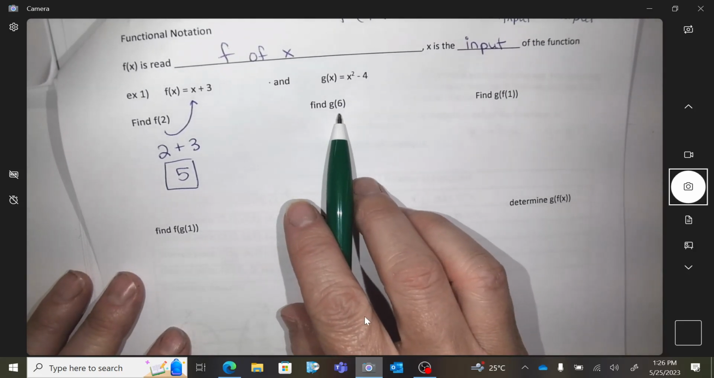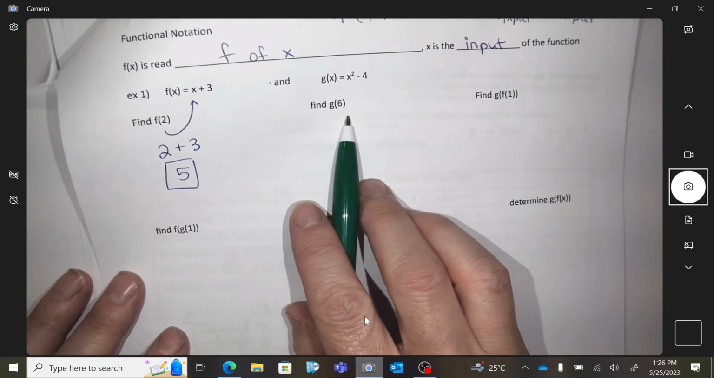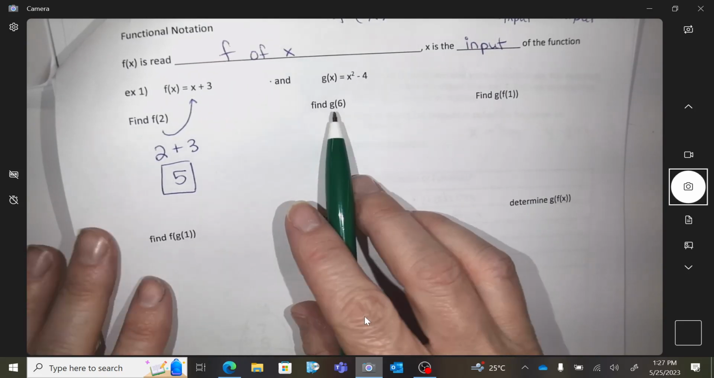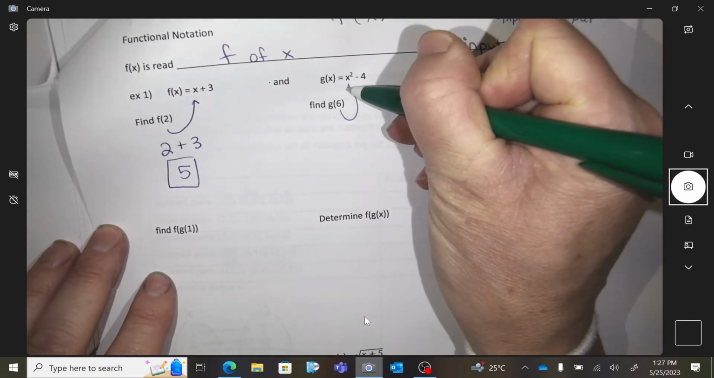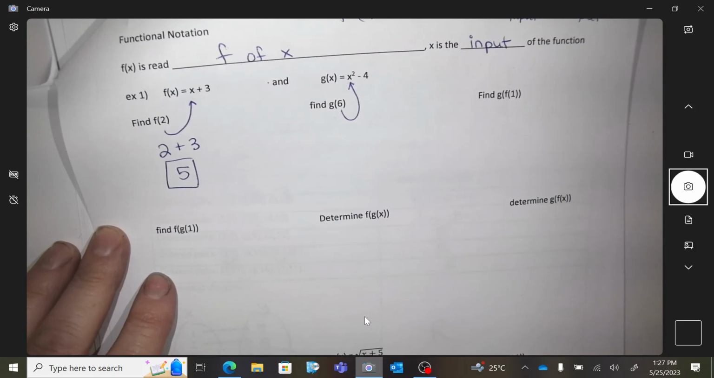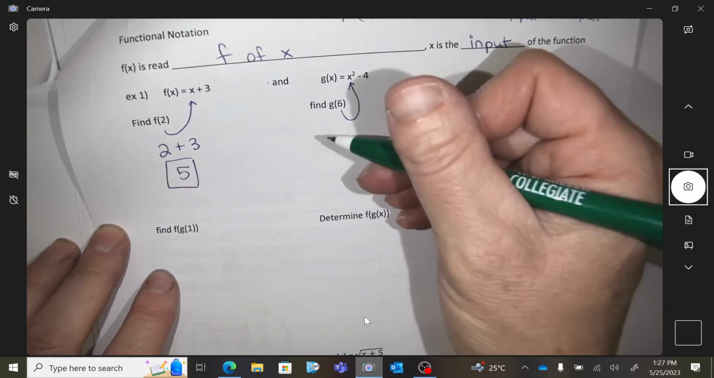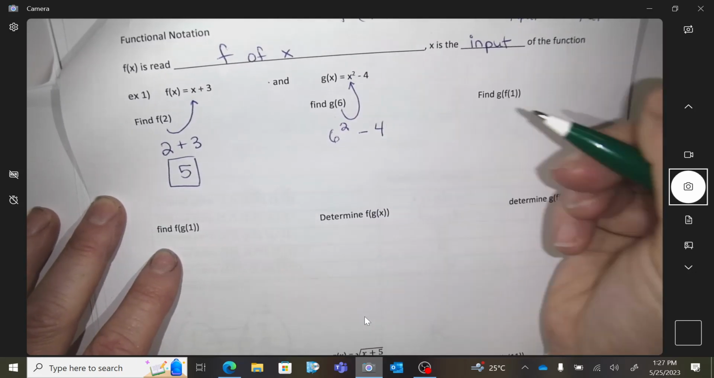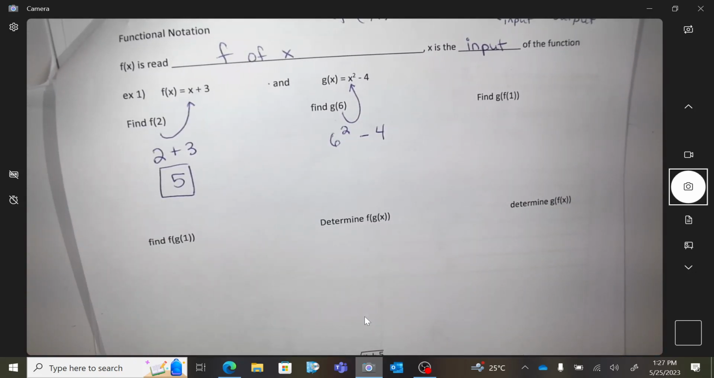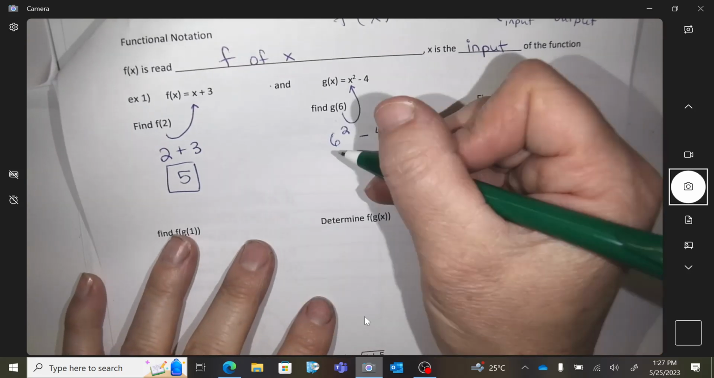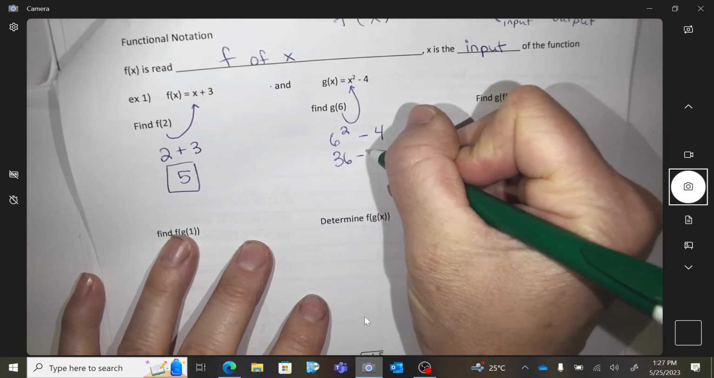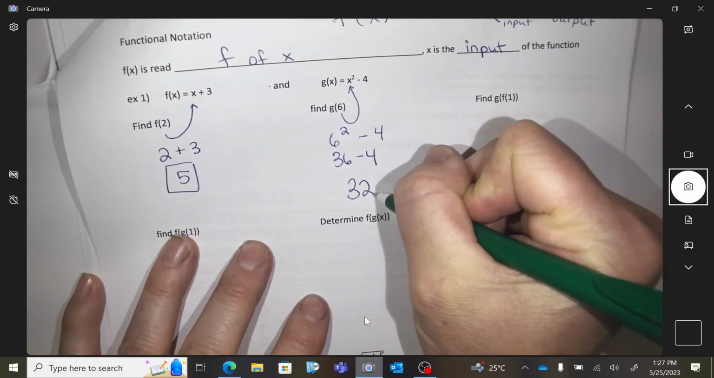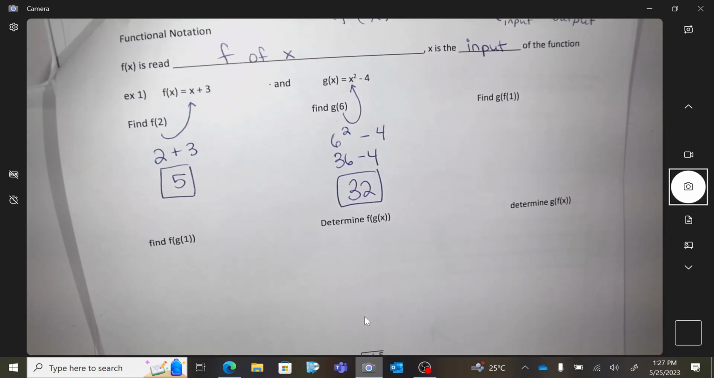Okay, g of 6. It means I'm going to input a 6 into the g function. So it will go 6 squared minus 4. I'm inputting the 6 into the g function. So 36 minus 4 equals 32.